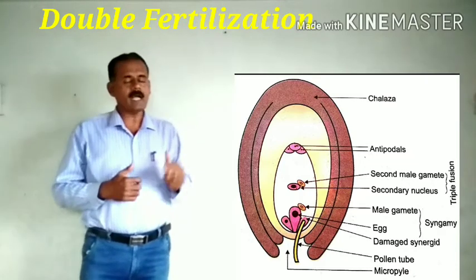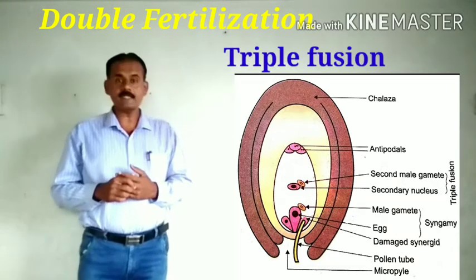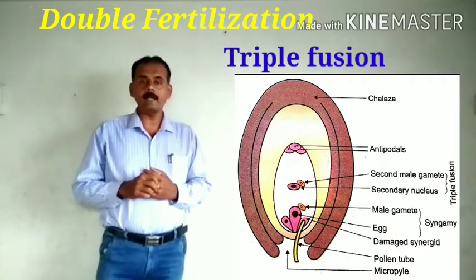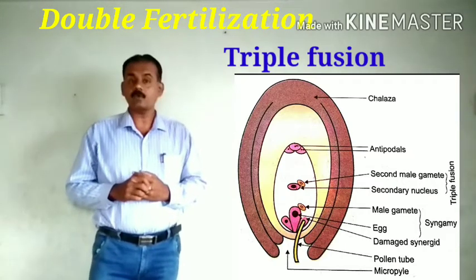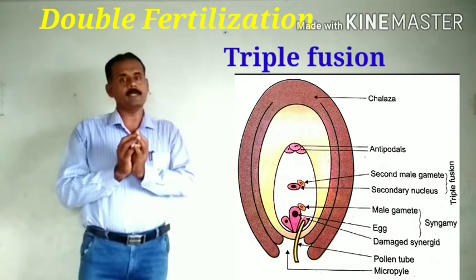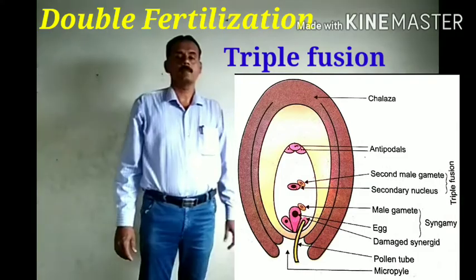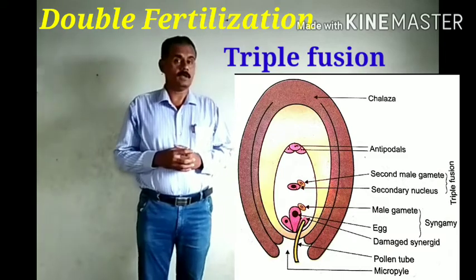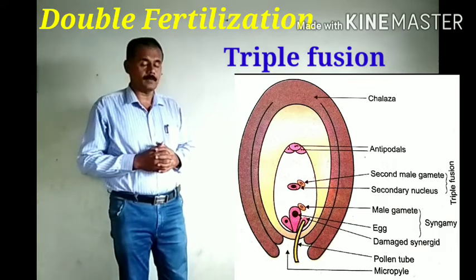The last step in the process of double fertilization is that the remaining male gamete fuses with the polar nuclei or secondary nucleus and forms the triploid primary endosperm nucleus, which is called PEN. It is called triple fusion. Why is it called triple fusion? Because three nuclei come together, fuse together and form one nucleus, the primary endosperm nucleus, and that's why it is called triple fusion. Endosperm is the nutritive tissue which gives nutrition to the developing seed as well as during germination. Here ends the process of double fertilization.